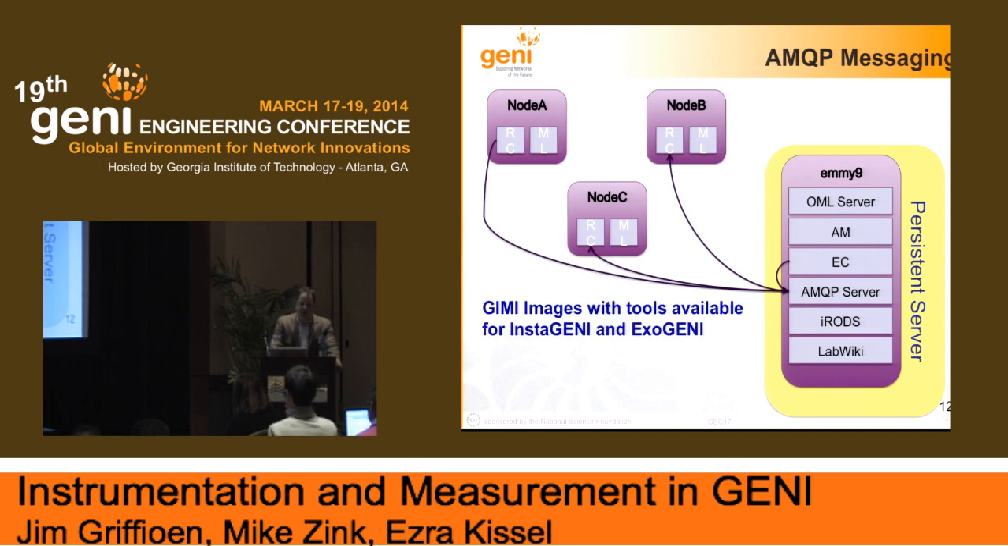I want to add that when you run experiments and want to use GIMI tools, we provide images with the tools for InstaGENI and ExoGENI. So we will provide these images that are available. When you bring up a slice and choose one of the images we already provide, it comes with an RC and an ML already installed and pre-configured, and so you can use that for your experiments.